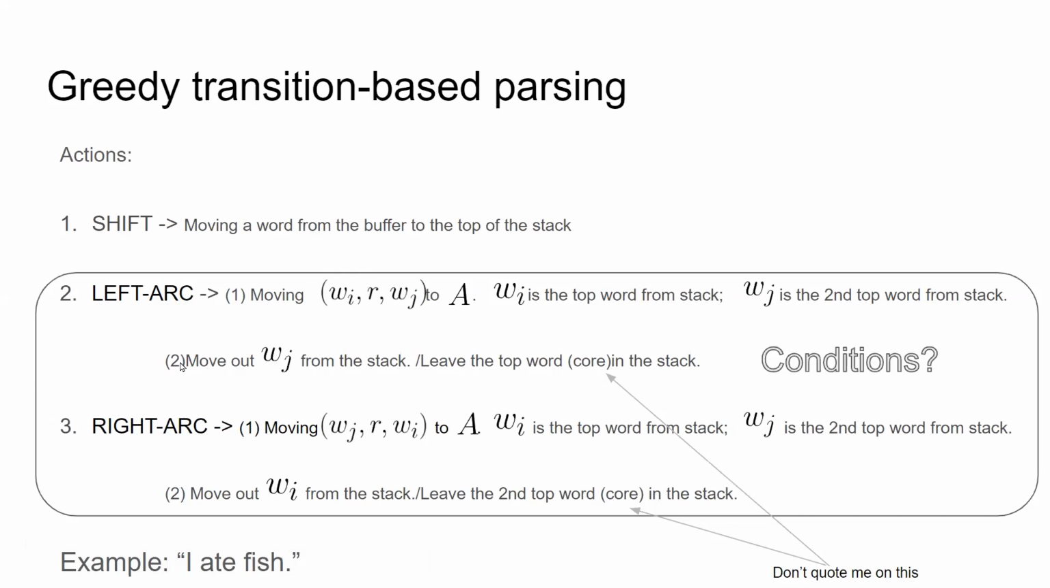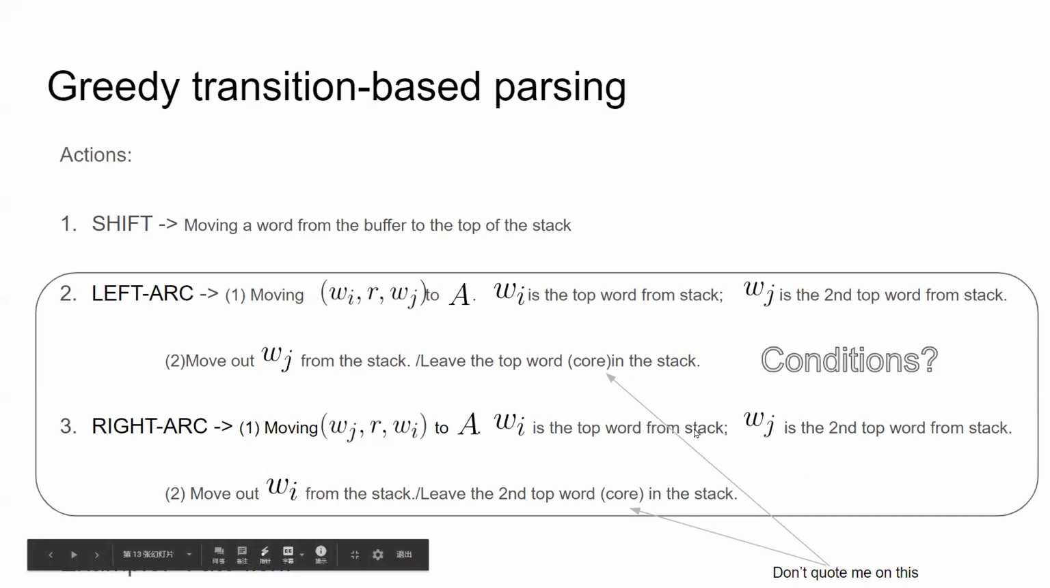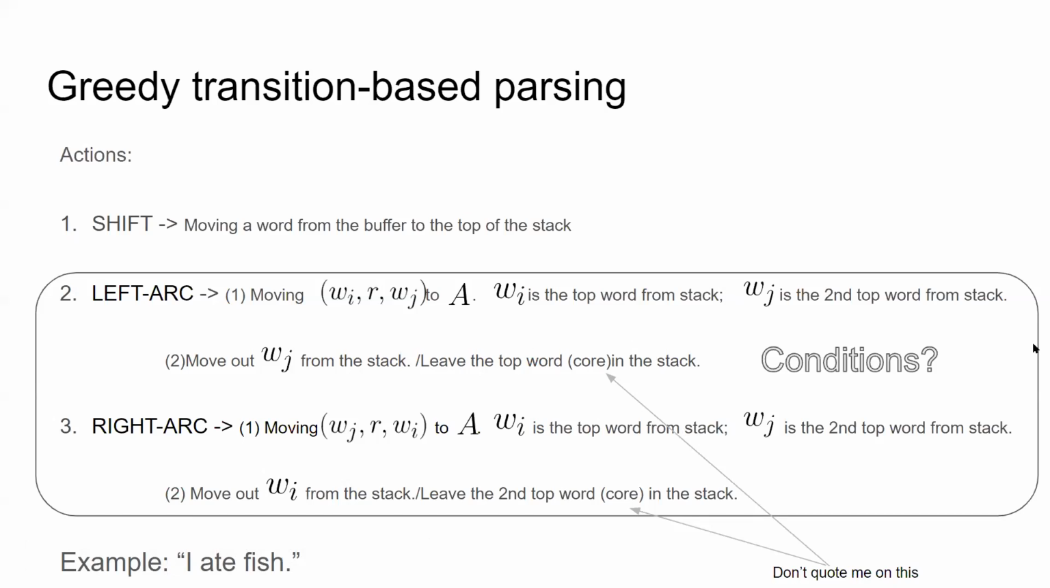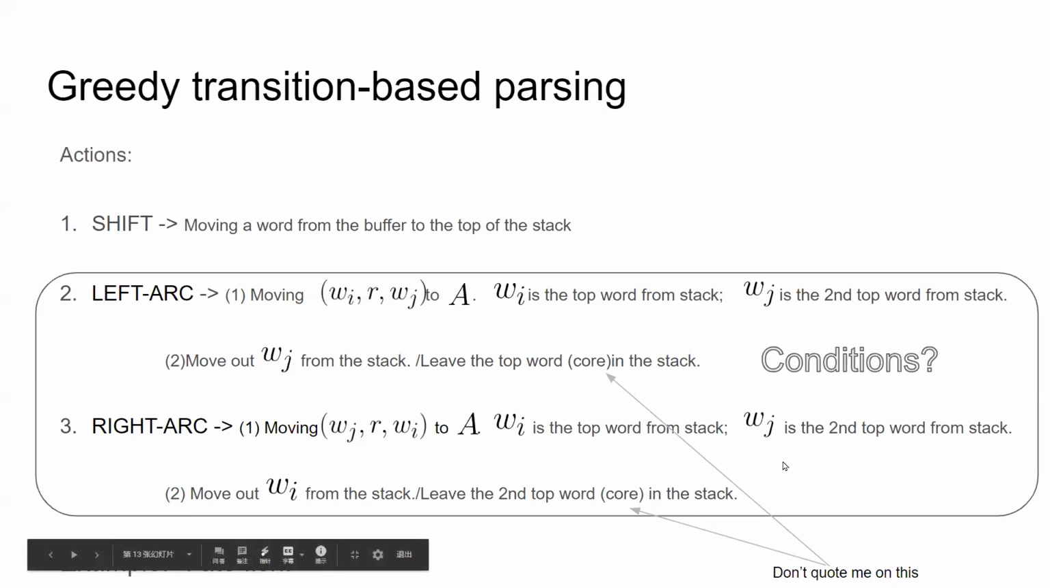The second step is to move out the WJ, which is the second top word from the stack. And as a result, we leave the top word in the stack. So how to understand this action intuitively? My summary is this action adds a dependency arc, then it removes the not so important word out of the stack and leaves the important word, the core word or the head, governor, superior word in the stack. This is just my summary, so please don't quote me on this.